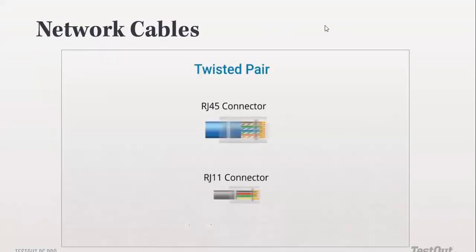So we're going to continue with the various connectors. The RJ11 connector looks just like the RJ45 connector, but the difference is that the RJ11 has 4 pins and the RJ45 has 8 pins, all right?